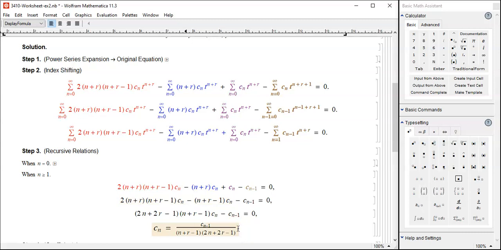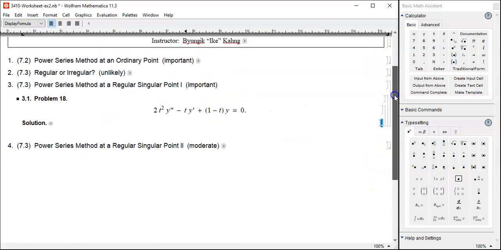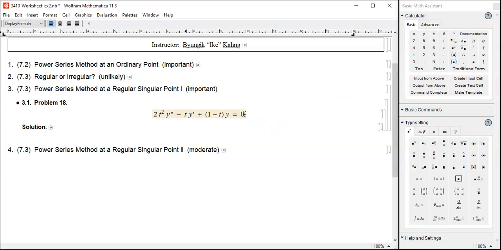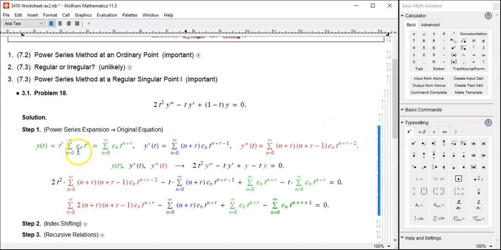Okay, let's recap just a little bit, all the way from the beginning. This is the equation, and I'm not going to check again, but this will turn out to be a regular singular point. Okay. So let's take a power series expansion, not just a power series, but multiply t to the r power so that we get t to the n plus r power. This is the essence of the so-called Frobenius method. And take the derivative term by term, take the second derivative again term by term, and plug those into the original equation. The color coding will help you.